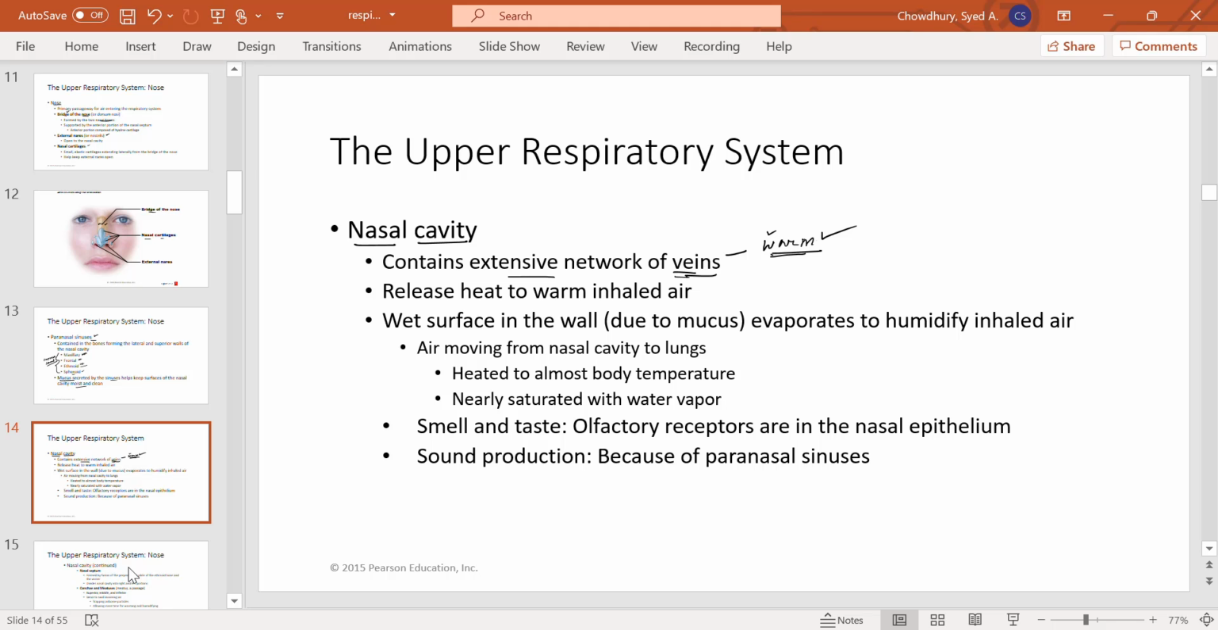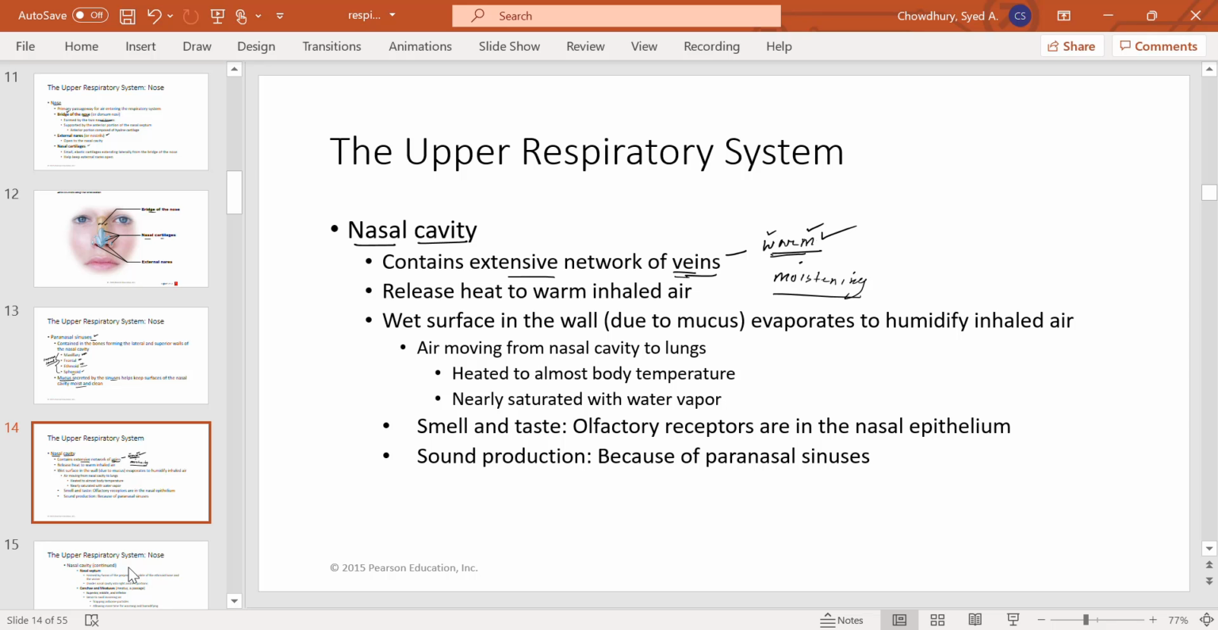Okay, and the surface is not only warm but also, you know, that inner surface of the nasal cavity is moist and sticky. So when you inhale dry air, that would get moist when it passes through the nasal cavity, okay, because the surface is wet and moist. So moistening the air is another important function. So warming the air as well as moistening the air before it enters into the lung.